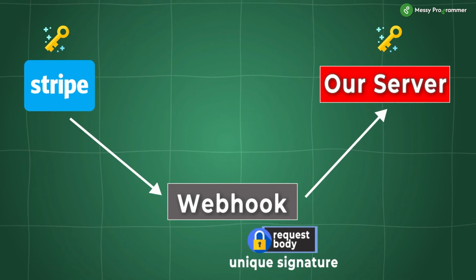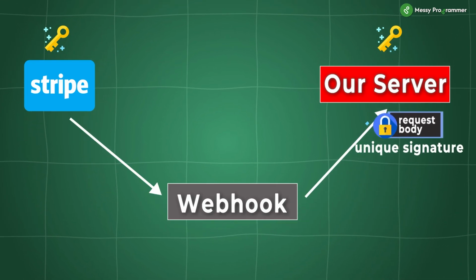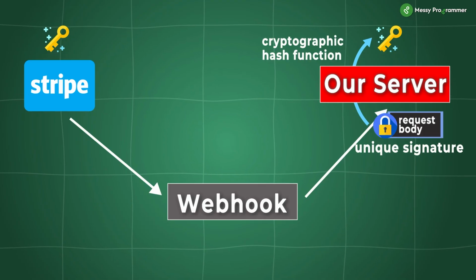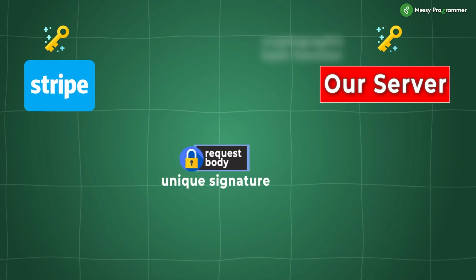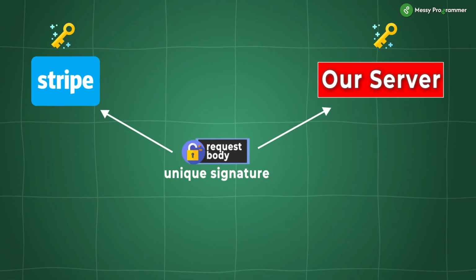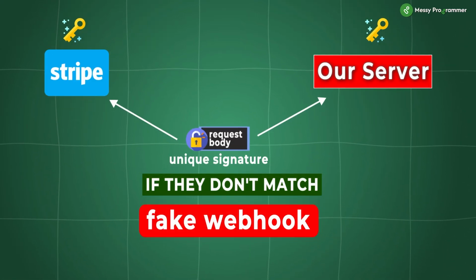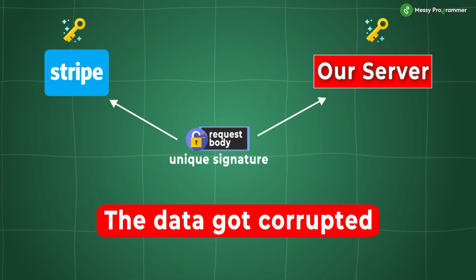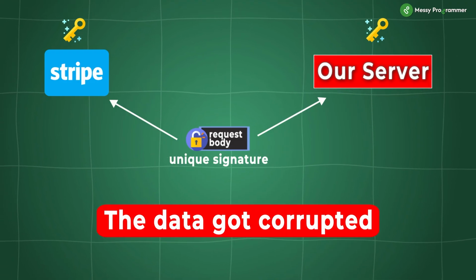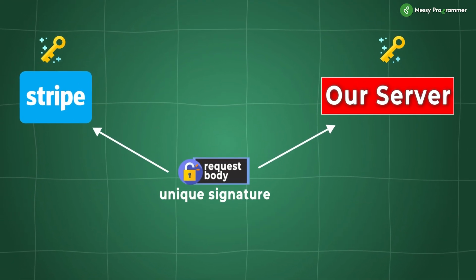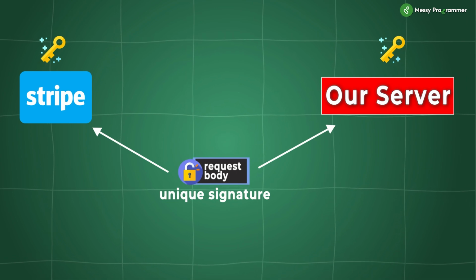On your server, you take the same request body, run it through the same hash function with the same secret key, and compare the signature. If it doesn't match, then this might be a fake webhook or the data might have got corrupted. This is industry level, and this is how signature verification works to secure webhooks.